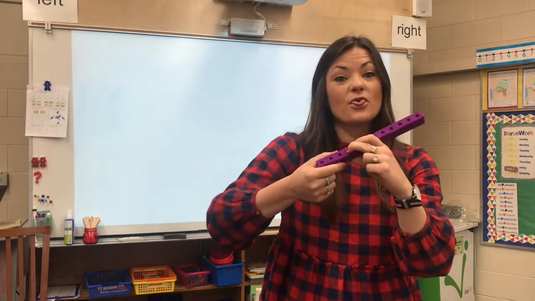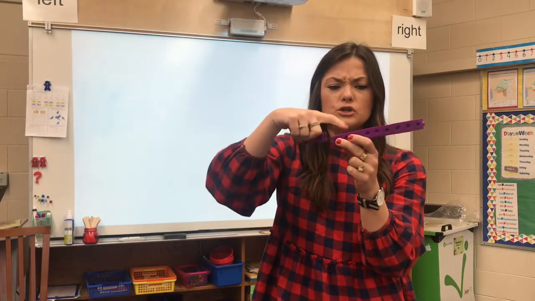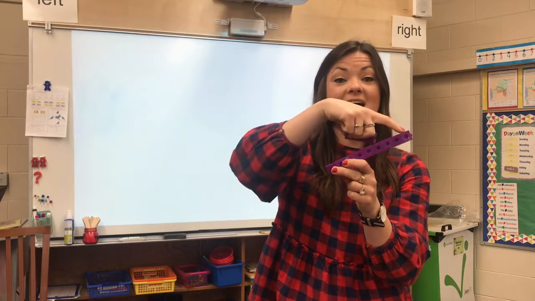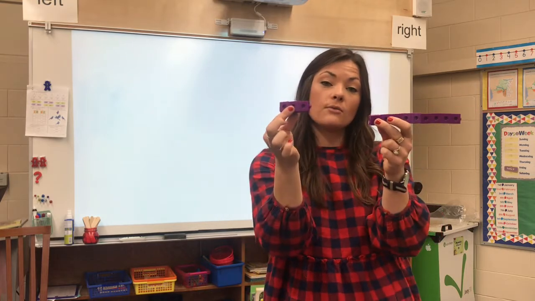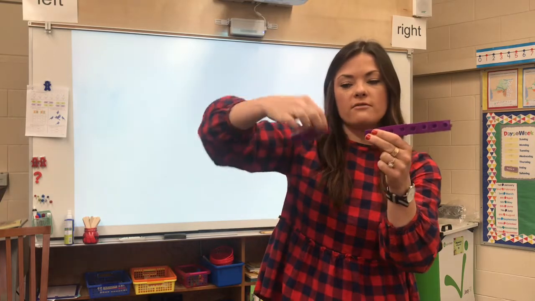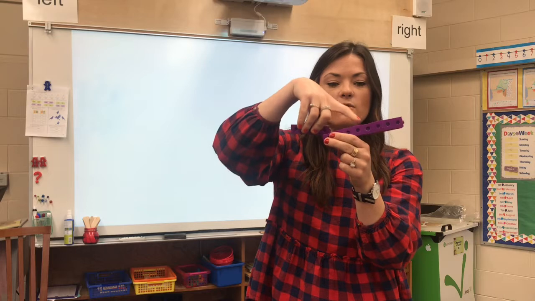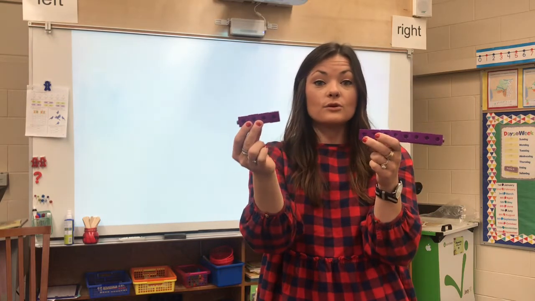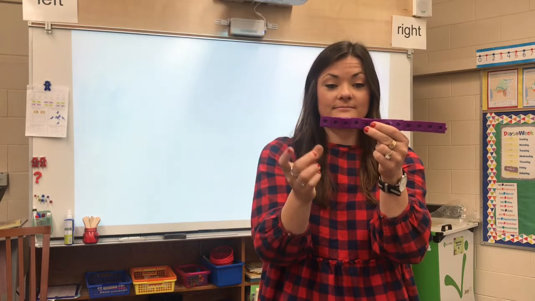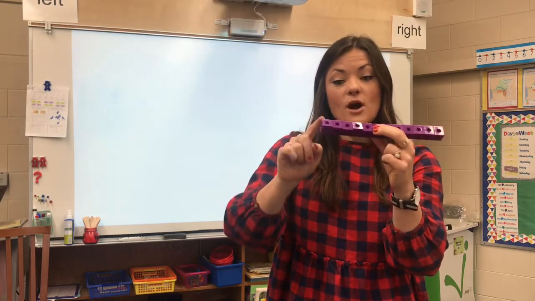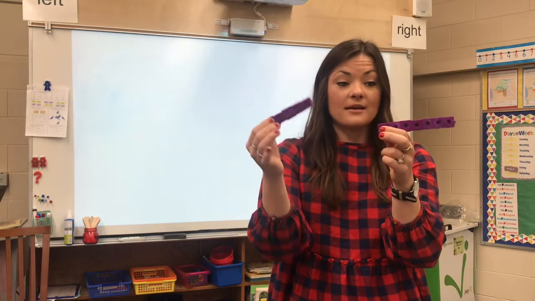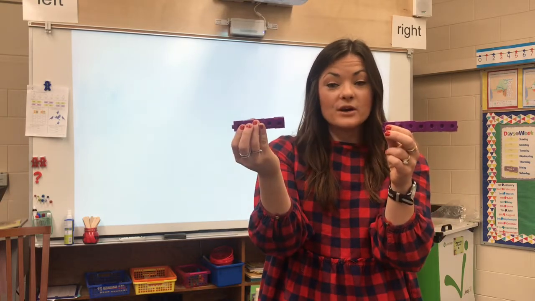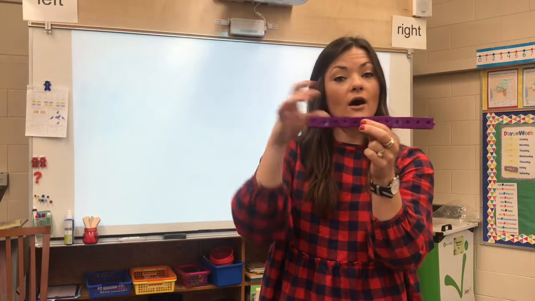I'm gonna take off 3 cubes. Ooh, this is getting tricky. How many do I have on this side? 1, 2, 3, 4, 5, 6, 7, 8, 9, plus 3 more, put them together, equals 12. I'm gonna take 4 off. 1, 2, 3, 4, 5, 6, 7, 8, plus 4 more, equals 12. I'm gonna take off 5. 1, 2, 3, 4, 5, plus 7, putting it together, equals 12.